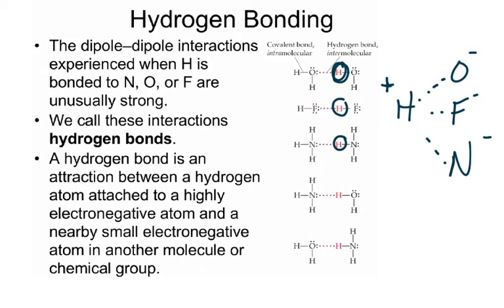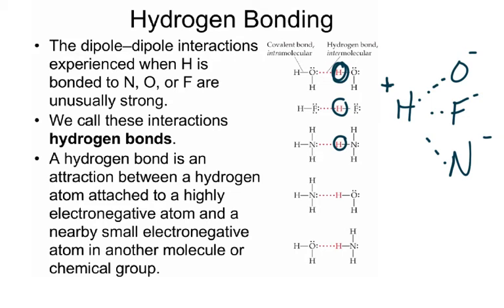They're represented by dotted lines. That's why I drew them. And you'll notice the hydrogen atom has to be directly attached to a highly electronegative atom, which would be O, F, and N. And that interaction will occur with a nearby small electronegative atom, such as O, F, and N, attracting to an H.